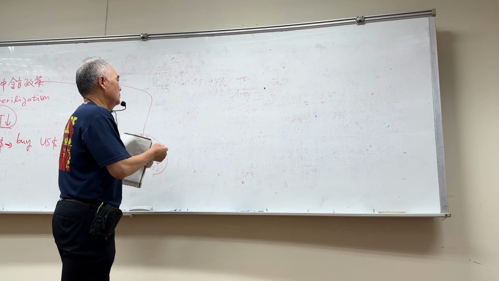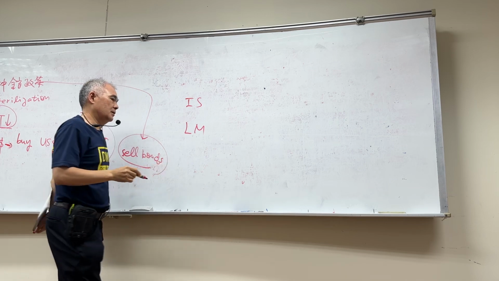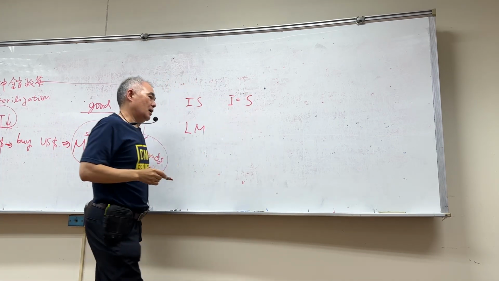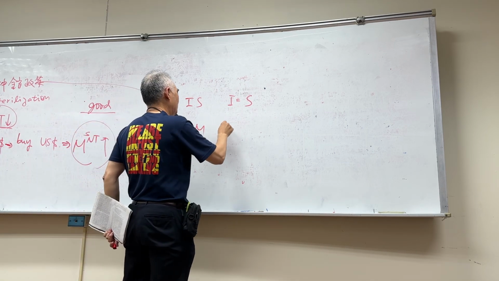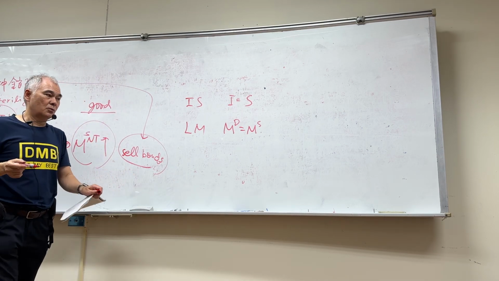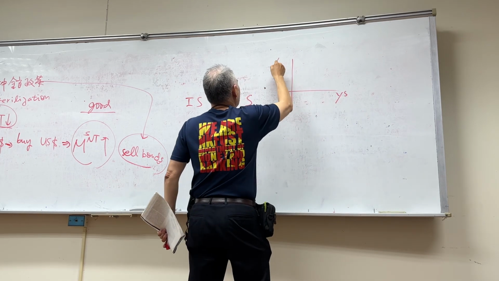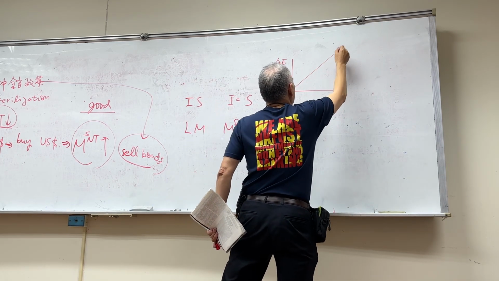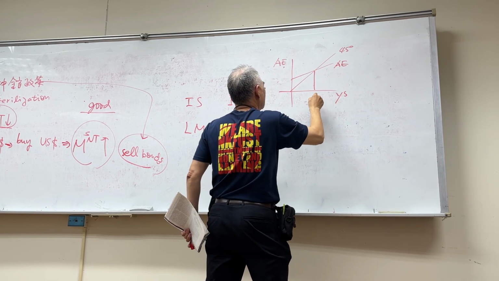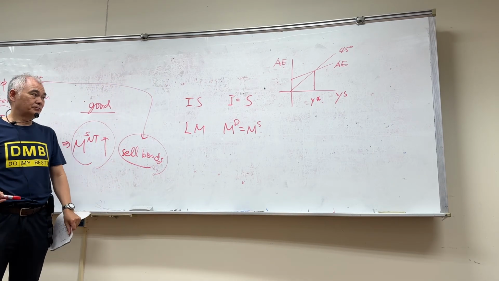Okay, so we have the IS curve and then the LM curve. What is IS? I is equal to S. And what is LM? Money demand is equal to money supply. Remember, when we have the Keynes model, we have Y, you have AE, and then this is the 45-degree line, and you have aggregate expenditure, and here is what you get, the equilibrium income, right? This is for the Keynesian model.